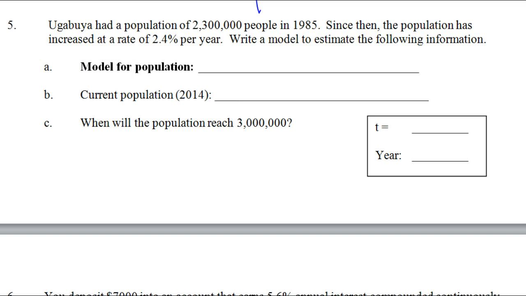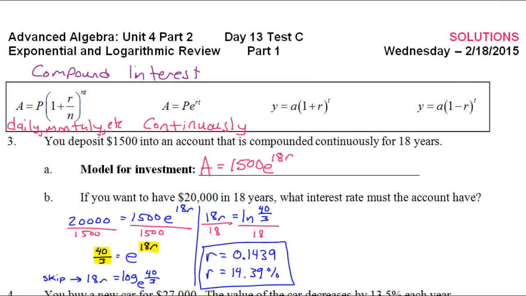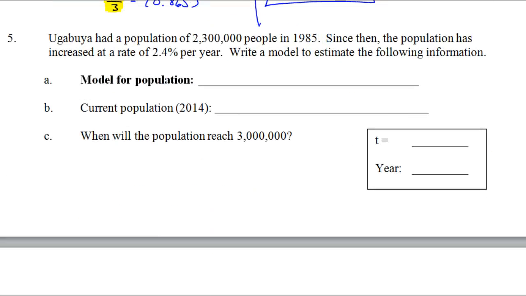Okay, so as far as the model, obviously this is not compound interest. So we're talking about either general growth or general decay. This population is increasing, so we will use the general growth model right here. So looking at that model, then the general growth model is going to be y equals, and then it will be the original population, so 2,300,000, and then it will be 1 plus the rate.